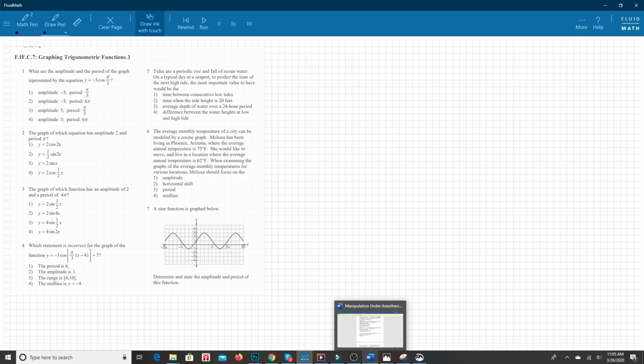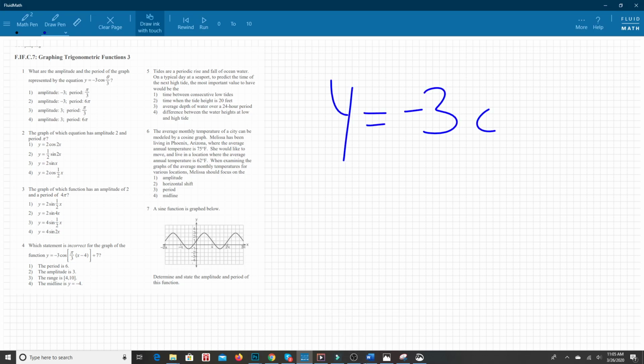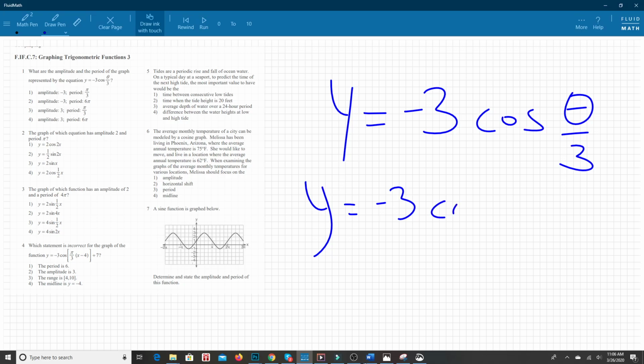So I'm going to rewrite that. Y equals -3 cosine theta over 3. So our b value again will be 1/3. This can be rewritten like this: one-third theta. So this right here is our b value.